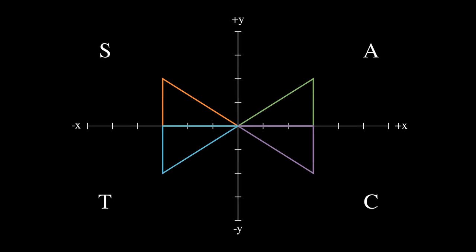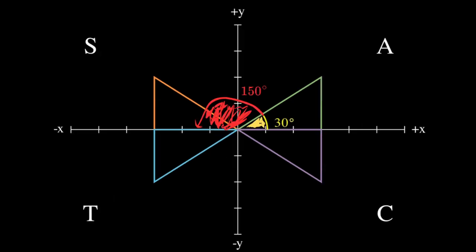Now let's go back to why I'm showing you these triangles. I'm showing you these triangles because, as you can see, a relationship is clearly formed between both the acute angle within the triangle and the related obtuse angle next to it. So for instance, if our acute angle in this quadrant is 30 degrees, our corresponding obtuse angle is 150 degrees.